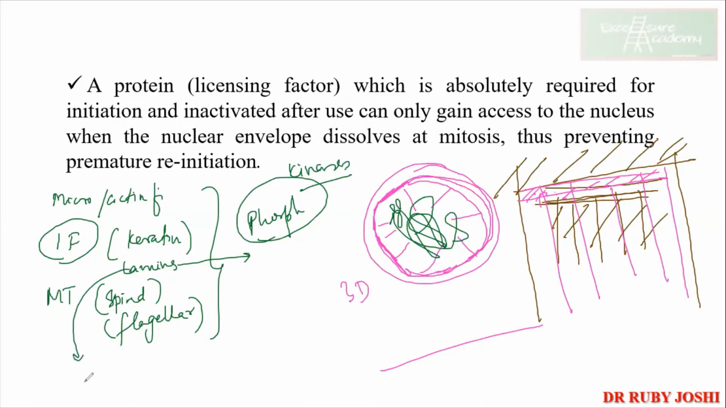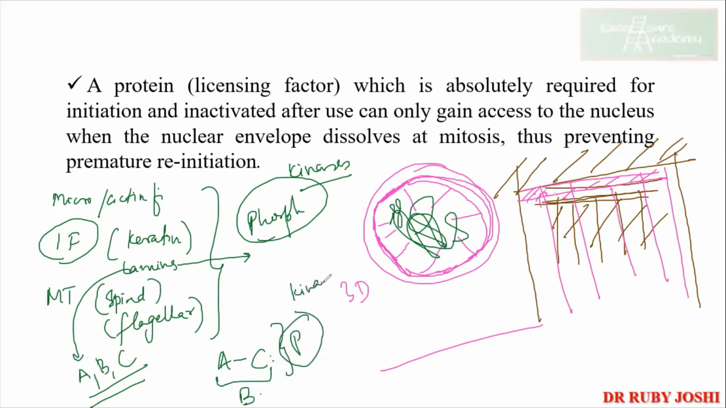So we have lamins A, B, and C. We'll talk about the structure of lamins later. We have three types of lamins. A and C are together, and B is there to support them. Now once A, C, and B get phosphorylated with the help of the kinase, what will happen?